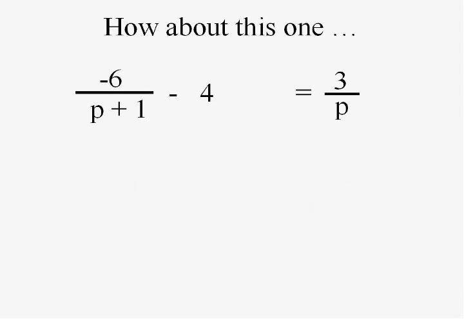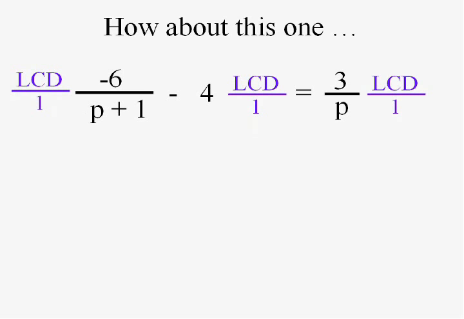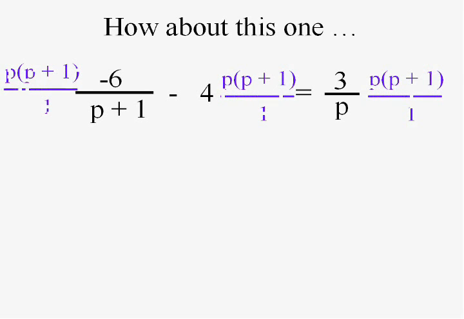Let's try this one. Look at these bottoms, and what's your least common denominator going to be? P plus 1 and P. Now, a P plus 1 is not going to be able to cancel with a P because you can't cancel added terms. So we're going to need both a P and a P plus 1.